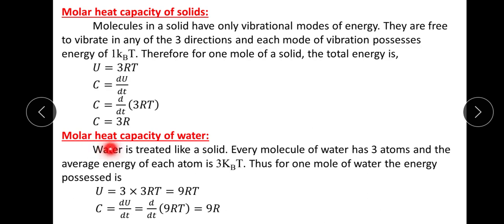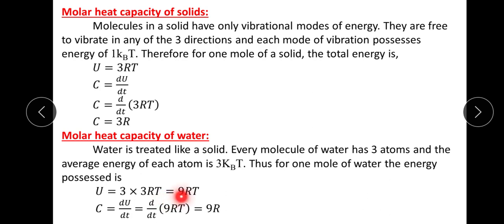Next, in the same way, we can calculate the molar heat capacity of water. So water is treated like a solid. In every molecule, it has 3 atoms in it, and the average energy of each atom is 3 kT. So for one atom of a water molecule, it is possessing an energy of 3 kT. It has 3 atoms in a molecule, so 3 into 3, 9. So 9 RT is the total energy associated with each molecule of water. Then again we calculate the molar heat capacity of water by finding dU by dT.